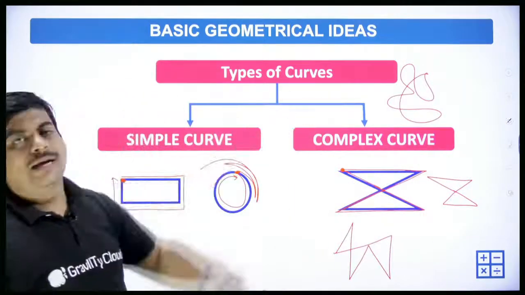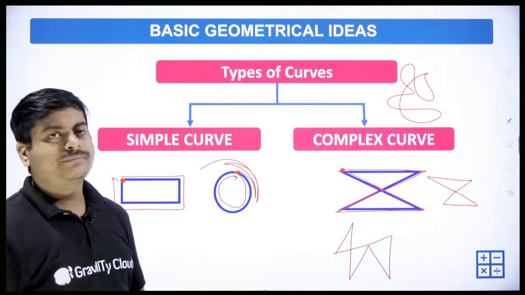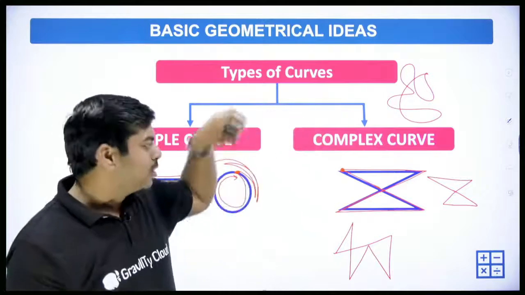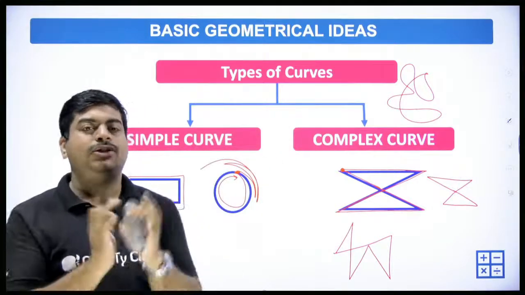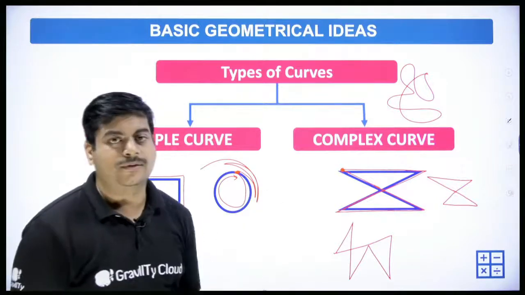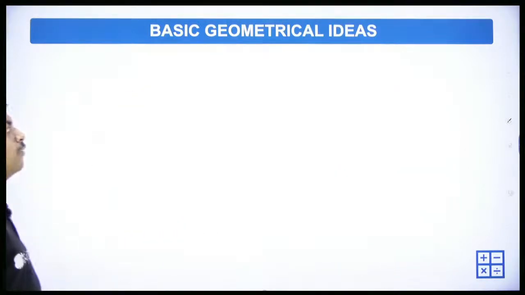Some points you again come and join, you can again come and meet, right? There is no specific shape that we can define that it is a complex curve. If we are joining some points again and again in our journey, then we can say it is a complex curve, right? So let's move forward for some examples.